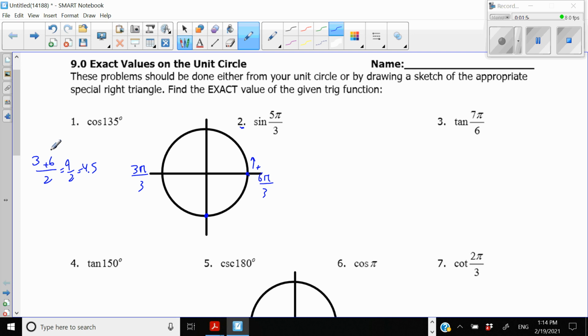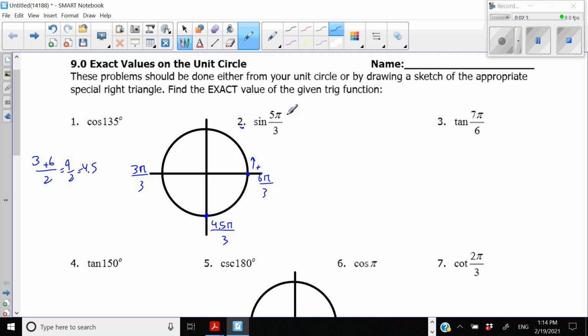This is how you find the midpoint between two other points. Just take the values and you don't have to deal with the others. Just 6 and 3, add them and divide by 2, 4.5. That's the halfway between these two. So it's going to be 4.5 pi over 3.